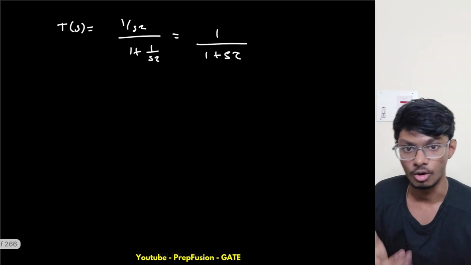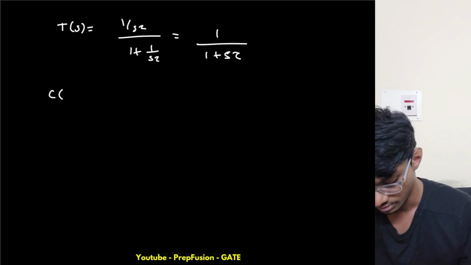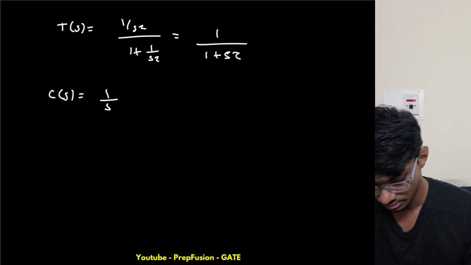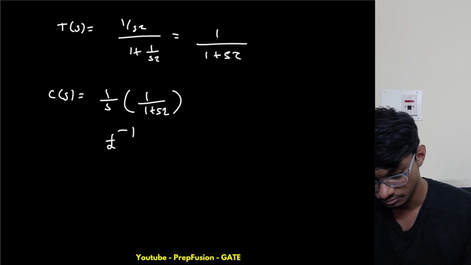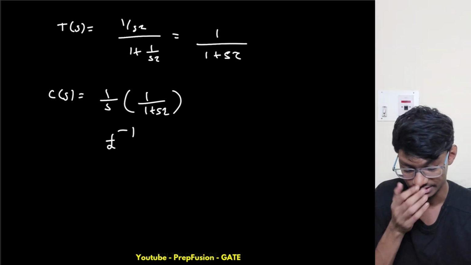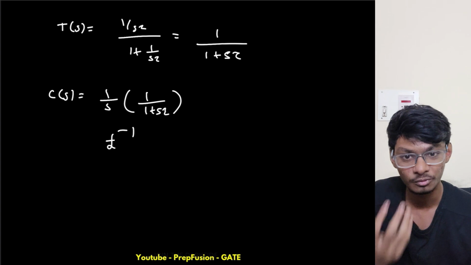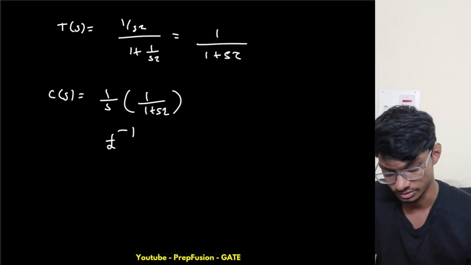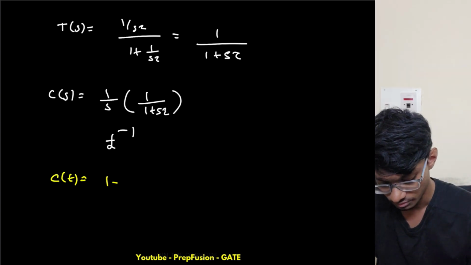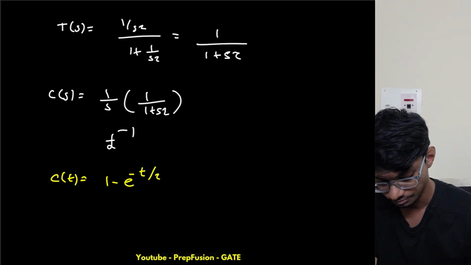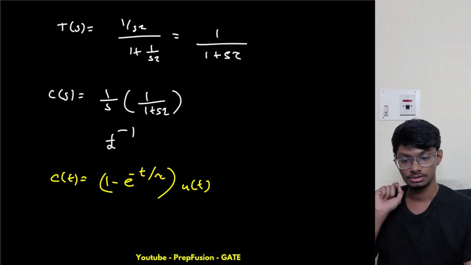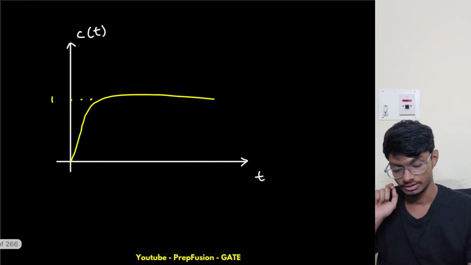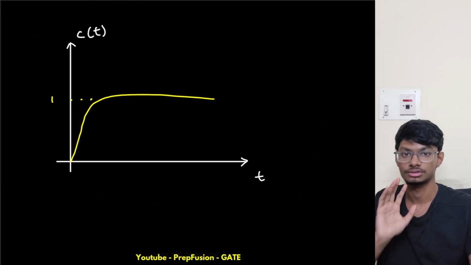Now what is my output? The output is 1 by s times this one. C of s equals 1 by s times (1 plus s tau). And what is the Laplace inverse of this? I will not break this down because this is the basic one, you should know this. This is c of t equals 1 minus e raised to minus t upon tau, into u of t. This is my step response, and the response looks something like this.